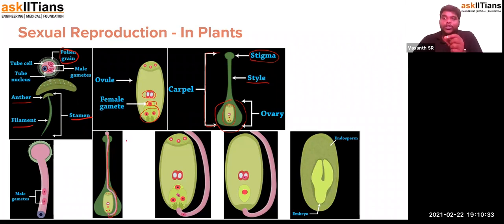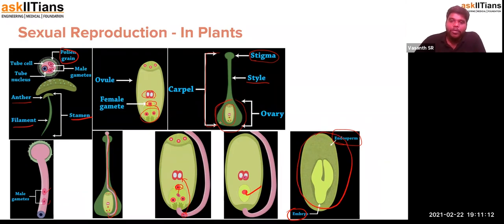So the tube nucleus leads the pollen tube, and the male gamete found over here will be able to reach the ovule. One of the male gametes fuses with the female gamete and forms the embryo. That's the embryo. And the second male gamete fuses with the polar nuclei and forms the endosperm. So the embryo and the endosperm together form the seed, and the integument forms the seed coat, which encloses the seed. Now the ovary will form the fruit. So this is sexual reproduction in plants.